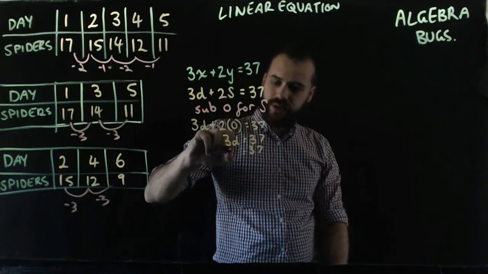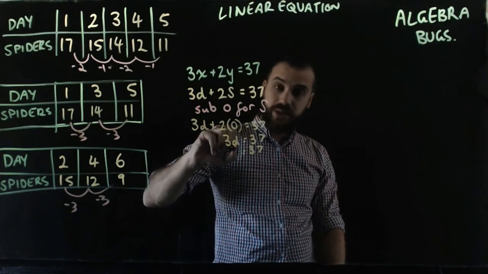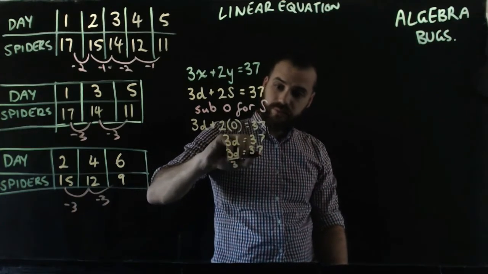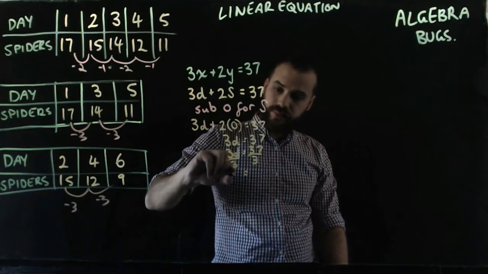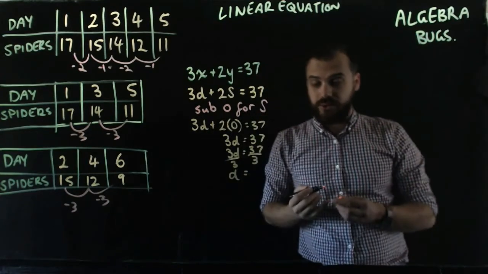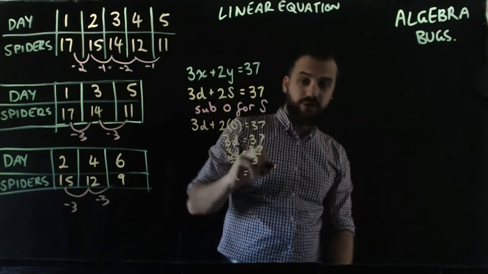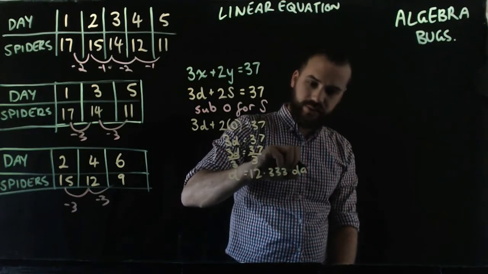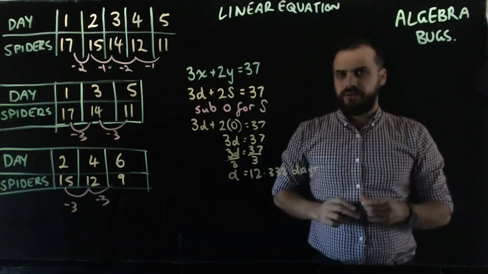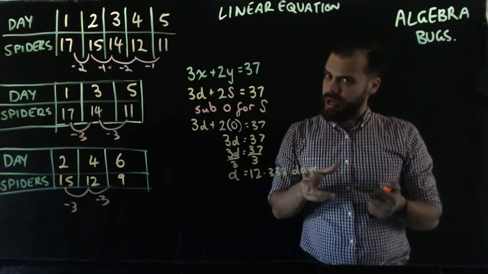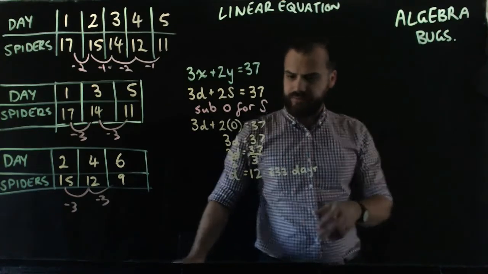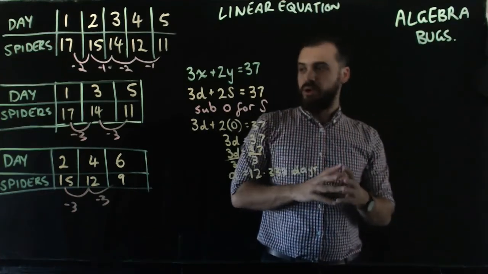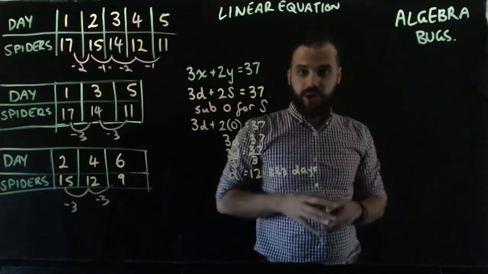Now we're going to have to get rid of this 3, so we're going to have to divide both sides by 3. d equals, oh, that's horrible, 12.333 days. So according to my algebra, it tells me that at 12.333 days, we'll expect to have 0 spiders.